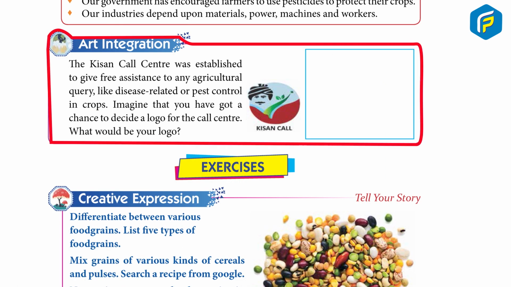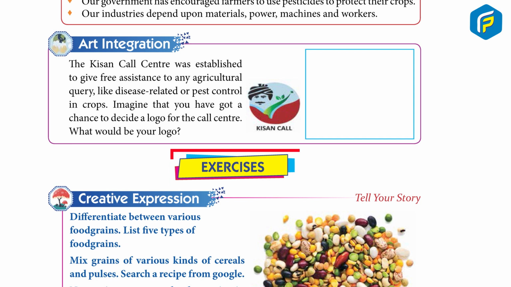Art integration. The Kisan Call Center was established to give free assistance to any agricultural query, like disease-related or pest control in crops. Imagine that you have got a chance to decide a logo for the call center. What would be your logo?